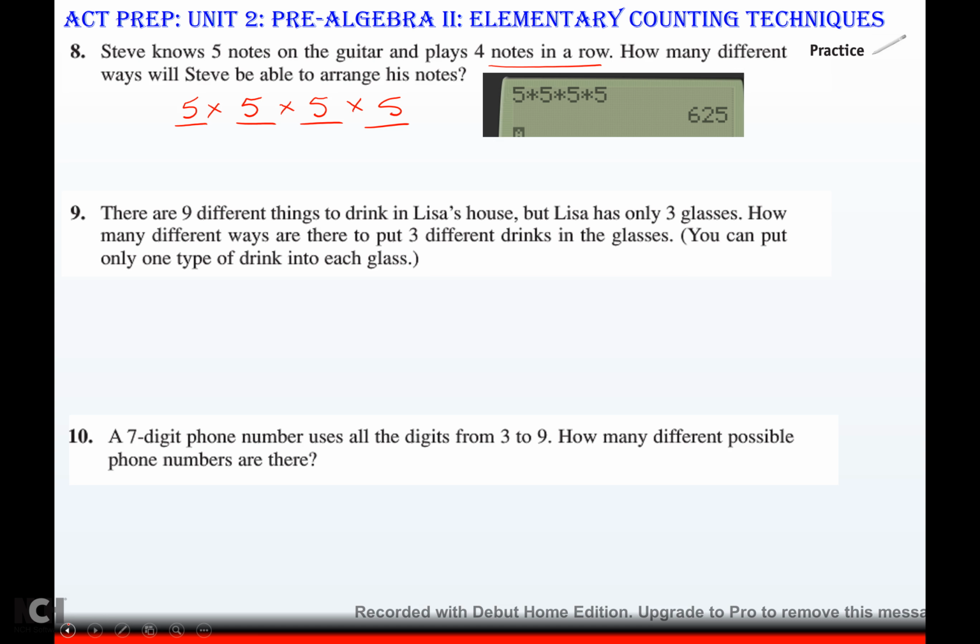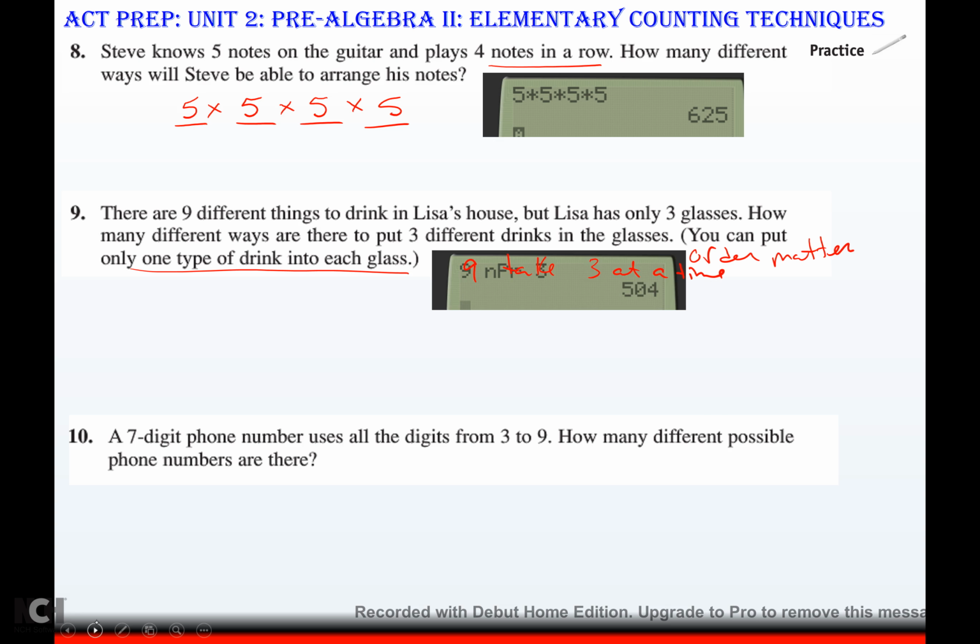Number 9. It says there are 9 different things to drink in Lisa's house, but Lisa only has 3 glasses. How many different ways are there to put the 3 different drinks in the glasses? You can put only one type of drink into each glass. That means order matters. So I'm doing permutation. You have 9 taking 3 at a time. So I type that in, and I get 504.